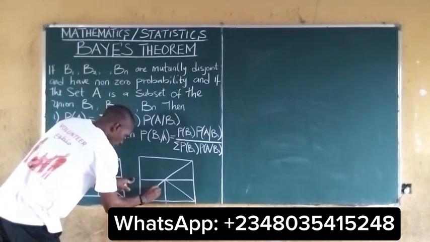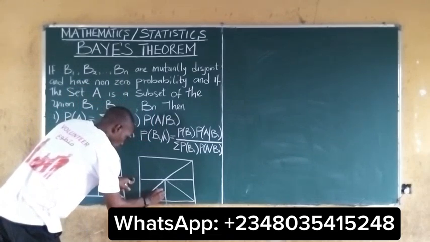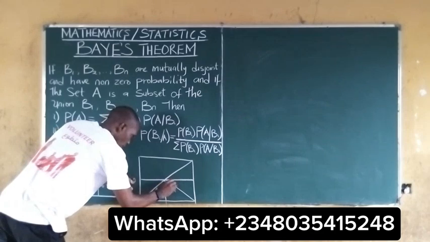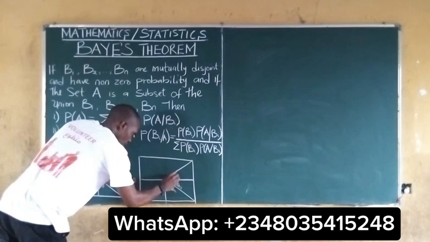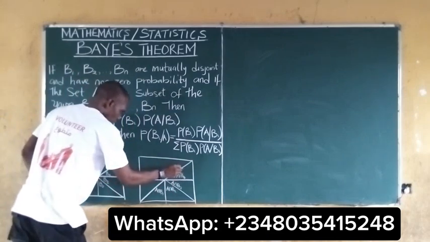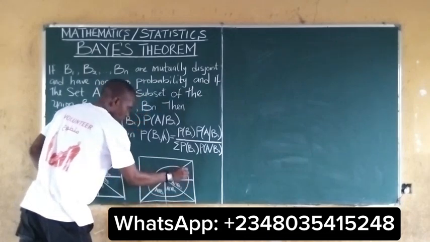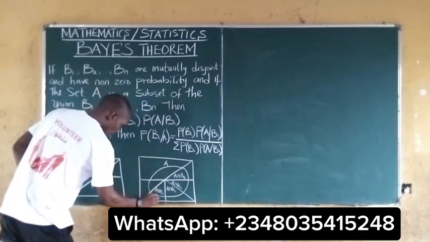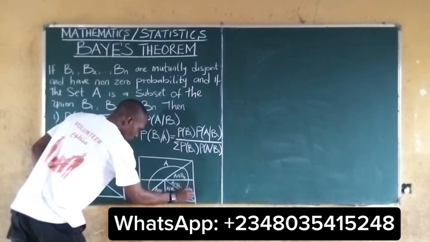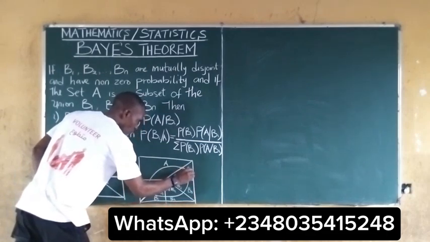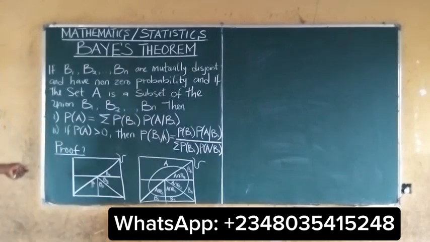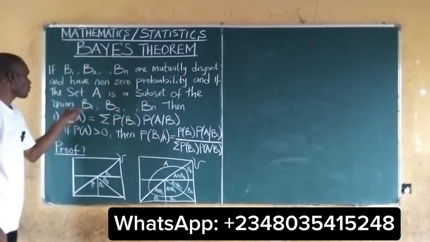That is here, A intersection B1, A intersection B2, A intersection B3, and A intersection B4, as we have it here. So since they are mutually disjoint, let's take this as our A, and the whole of this as our B1, B2, B3, and B4. Of course, this is our union. This is the union of this set. And they said the set A is a subset of the union of B.